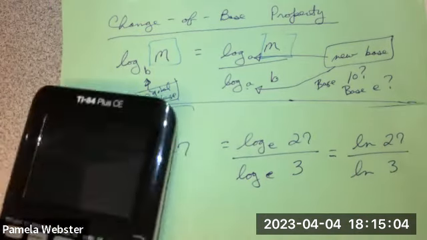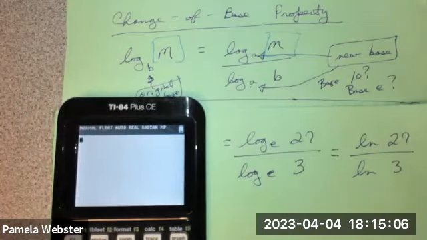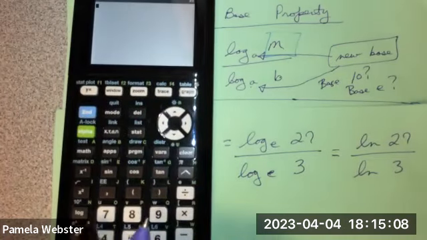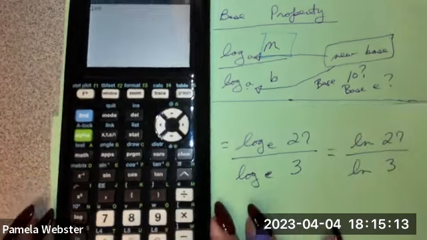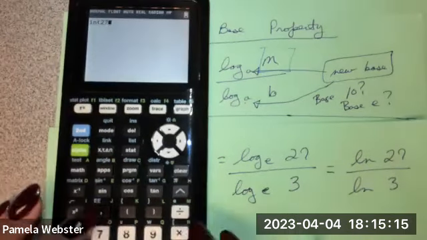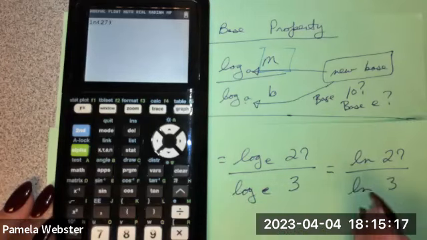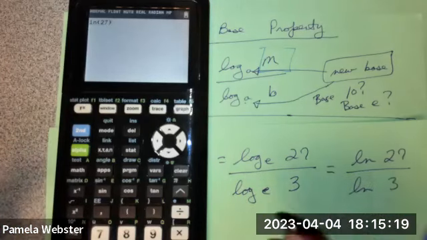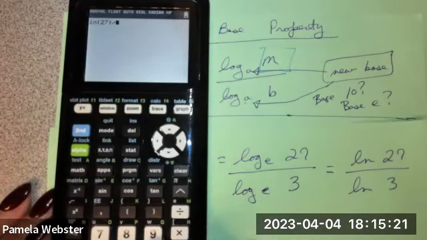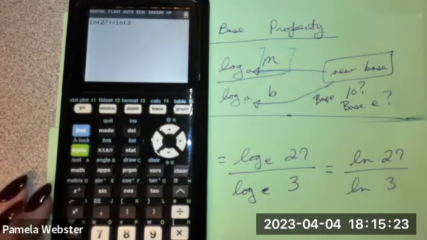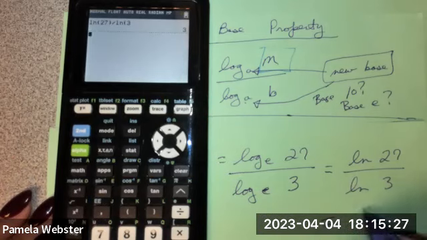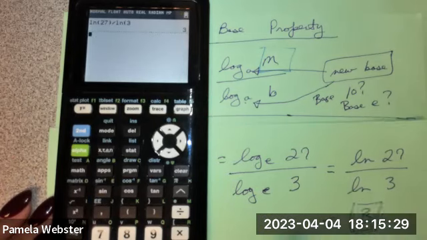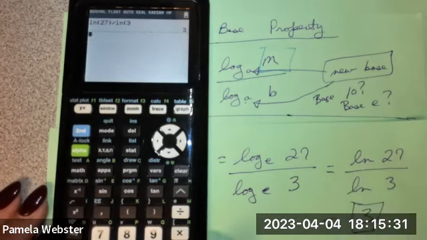When I do this on my calculator, remember that instead of the log button, I'm going to use the ln button, the button right below it. So ln of 27, we don't really care what that is. If you want the decimal, you can punch equals and figure it out. But I'm going to divide that by ln of 3. And look at that, the ratio is still 3. So it doesn't matter which base you go to.